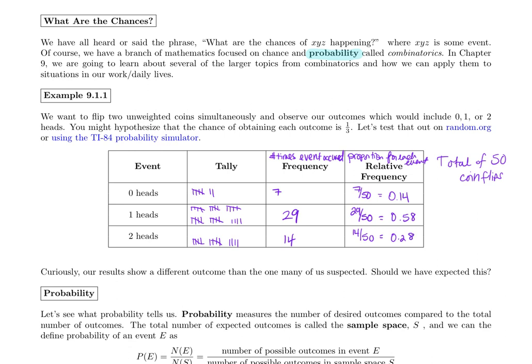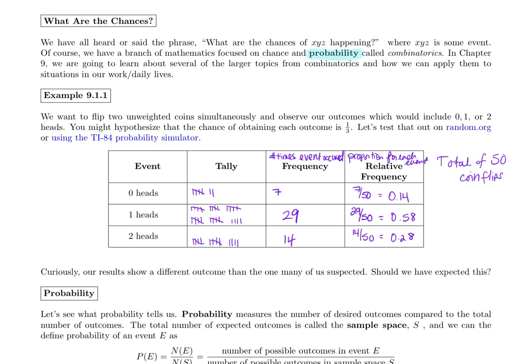Now, ideally, the relative frequencies would add up to just about 1. Sometimes it ends up being like 0.999 or 1.01, but it should be roughly 1. A lot of times when it doesn't add up to exactly 1, it just means we had a little bit of rounding.